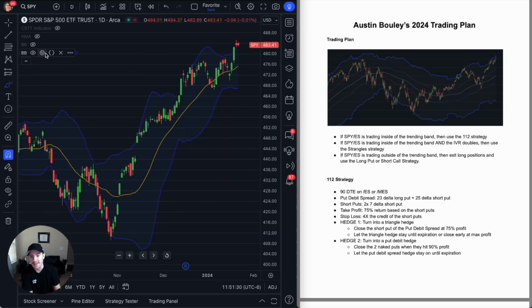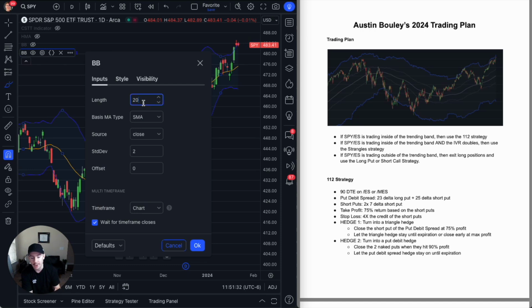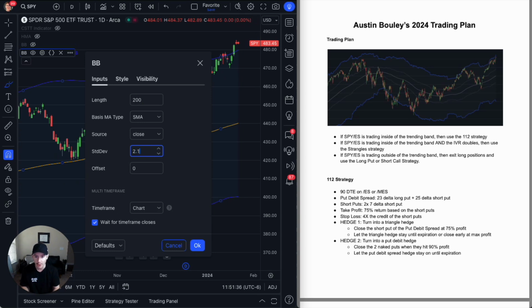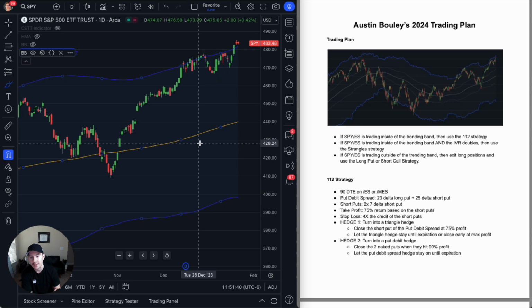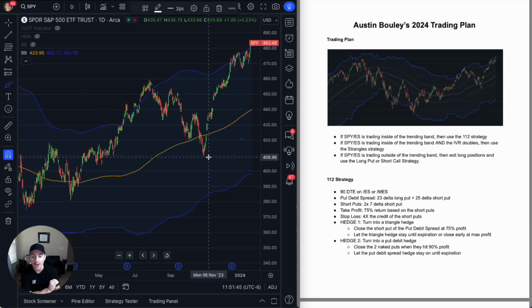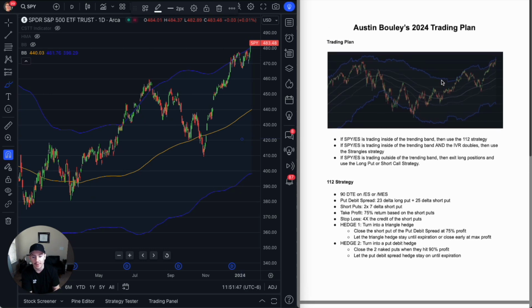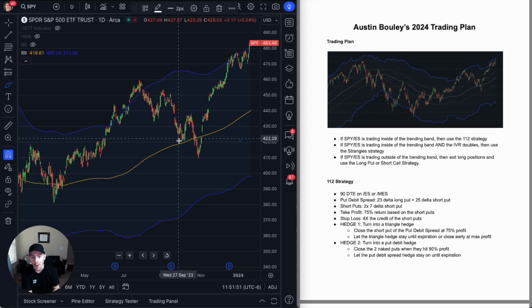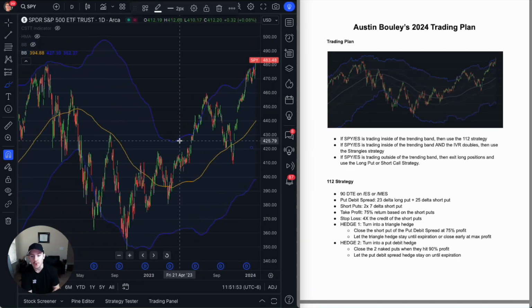I want to make some additions to it, so I'm going to go into the settings. I'm going to change the length to 200. I can keep the standard deviation as 2 or 2.1, whatever I want to use. I'm going to bump it up to 2.1 here, and I'm going to click OK. So now I have this rough band approximation of what you're seeing here on the trading plan. Don't worry, if you sit till the end of this video, I'll show you how to do this trading plan for free.